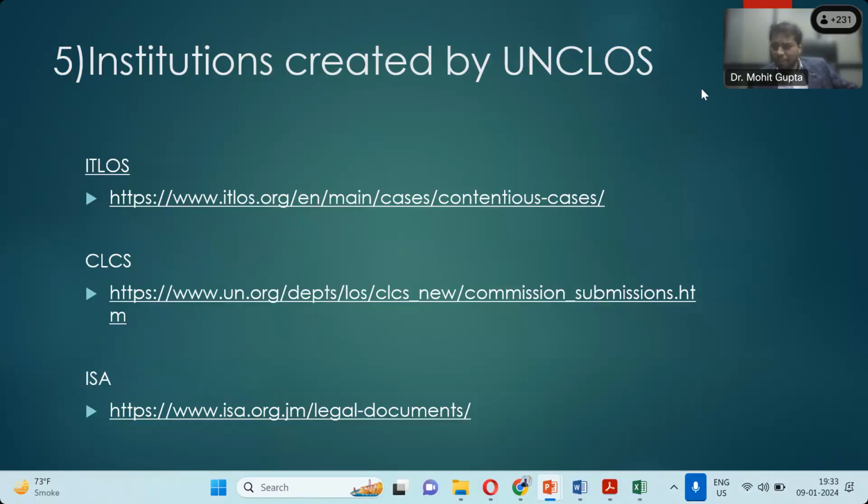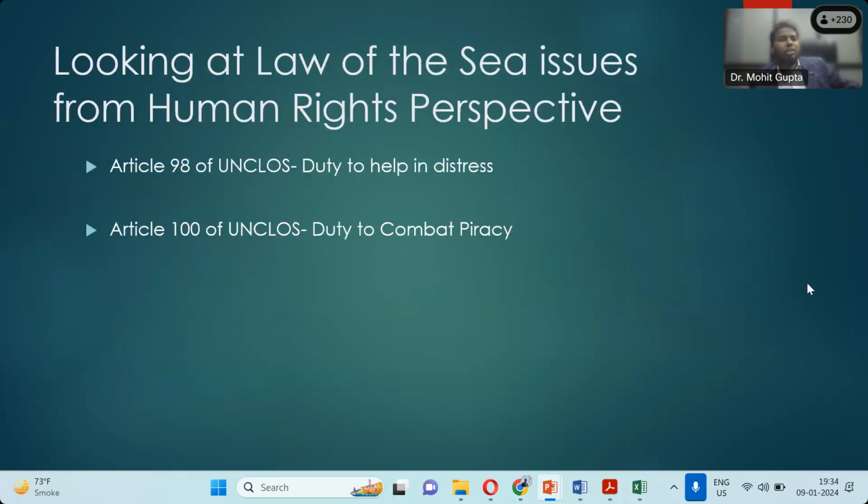In the same way, when you open the website of the Continental Shelf Commission, you will find all the submissions which countries have made to the Commission with respect to the extended continental shelf. Whatever recommendations the Commission has given to the states are also freely available on the website. So I believe that for all three institutions created by this treaty, students should be told that there is a website and a lot of resources are freely available there.